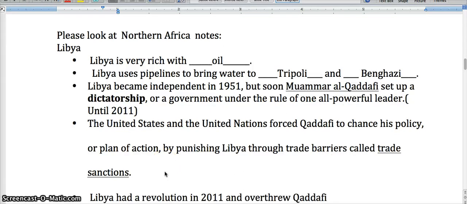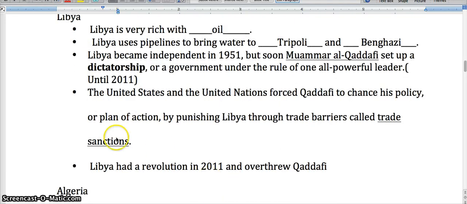Why should we care? Well, the United States and the United Nations were forced to put trade barriers because of poor decisions by Gaddafi. And these trade barriers were called trade sanctions. It's just like when you do something wrong, your parents take something away from you. Well, when Gaddafi did something wrong, the United States and the UN took something away from him.